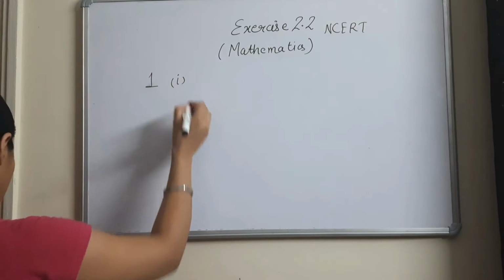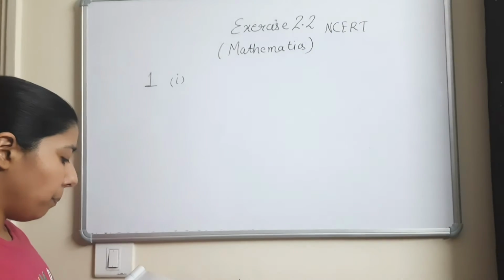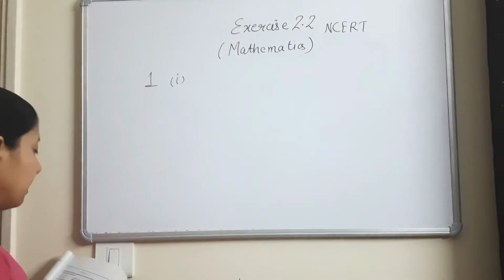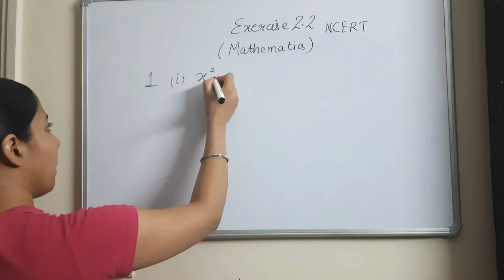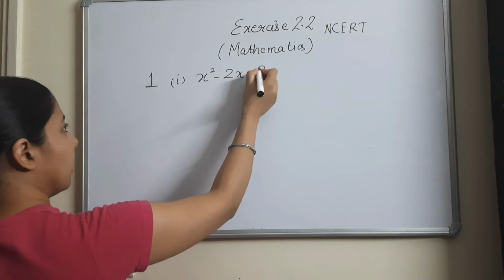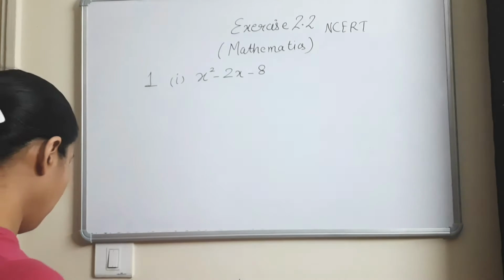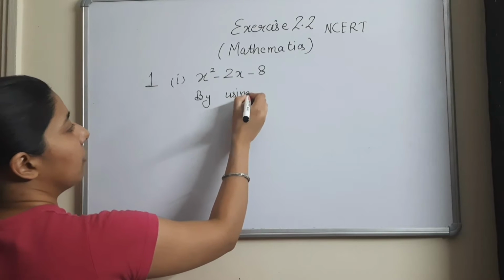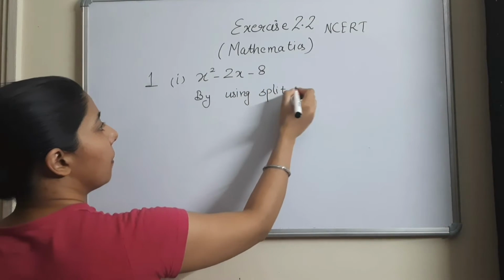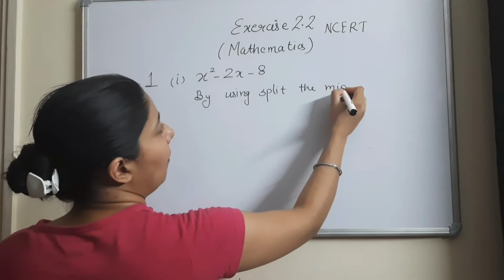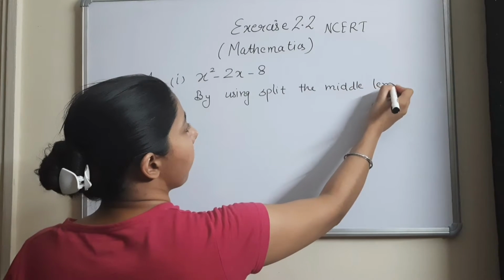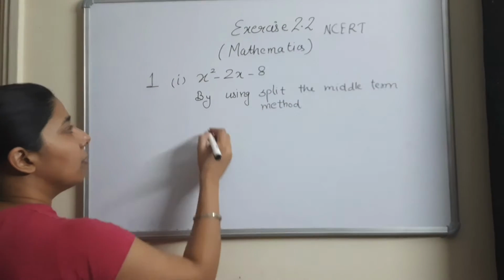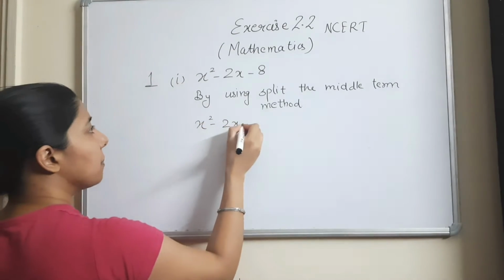and first part is, find the zeros of the following polynomials and verify the relation between the zeros and the coefficients. So let's start. The polynomial given is x square minus 2x minus 8. So first we will find the zeros of this polynomial, by using the split the middle term method, x square minus 2x minus 8.